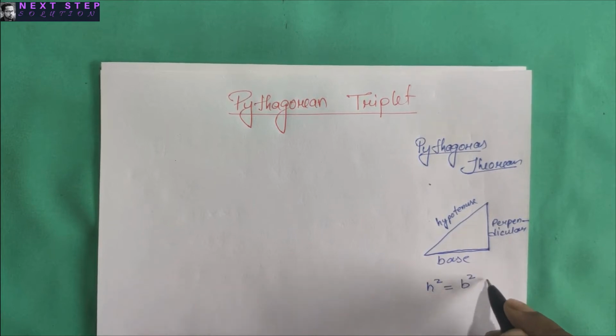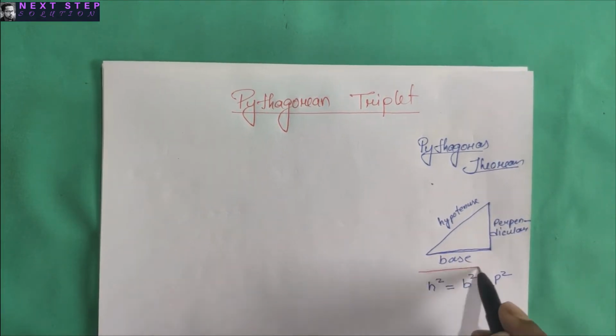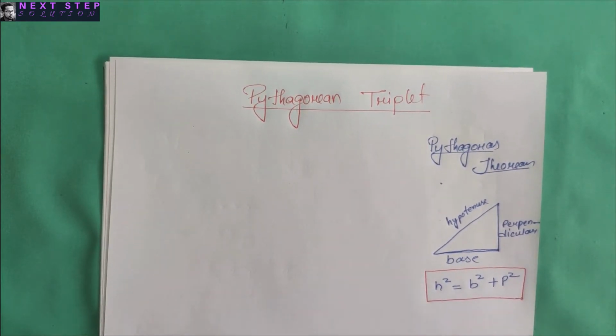We can write it as b square plus p square. This is Pythagoras theorem. You need to memorize this one and also remember this. We are going to use this in many chapters, especially in trigonometry. This is needed. So we need to find out the missing figures using Pythagoras theorem.